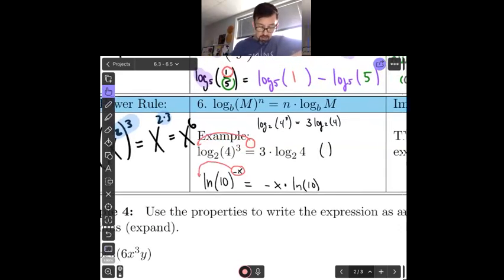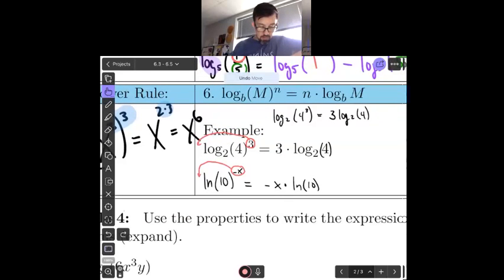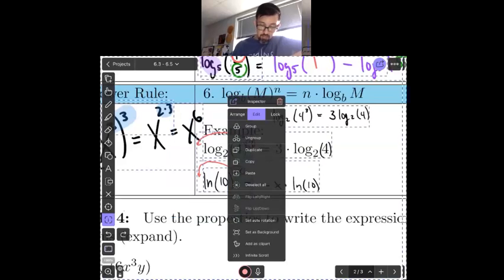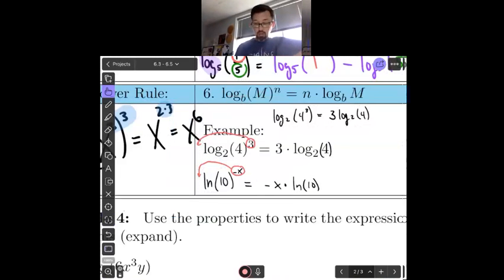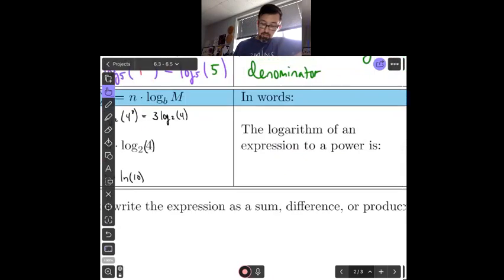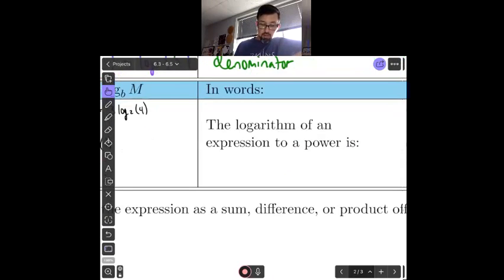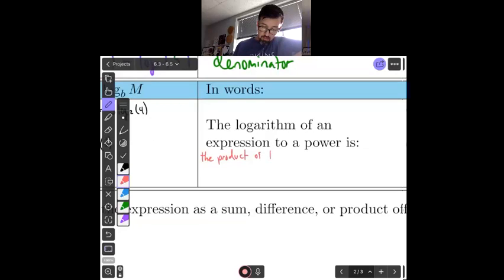So again, like I said, this one I think is probably the weirdest of the bunch, so pay a little bit more attention to it. Logarithm of an expression to a power is the product of the power and the logarithm.